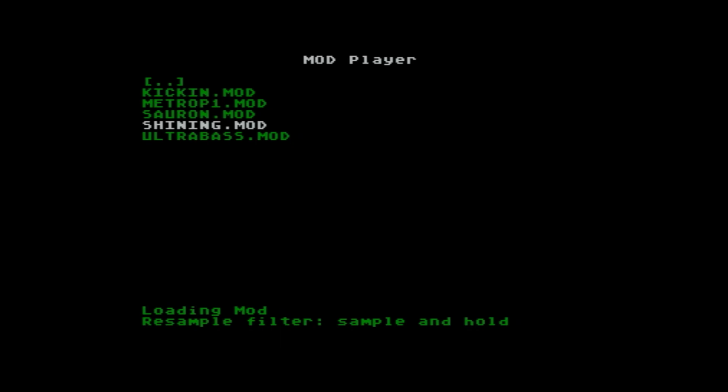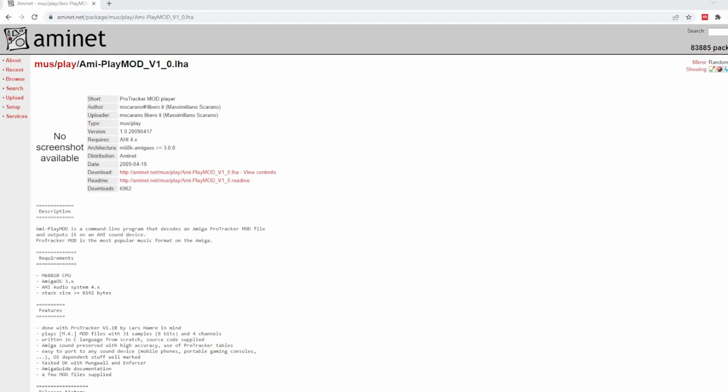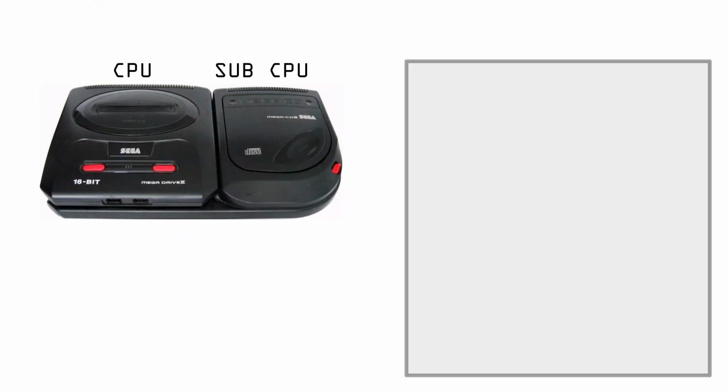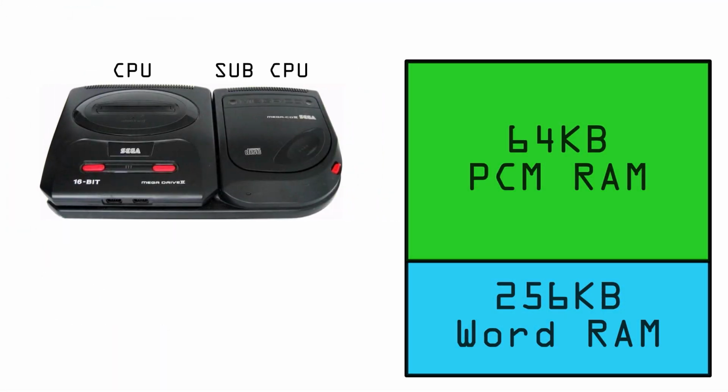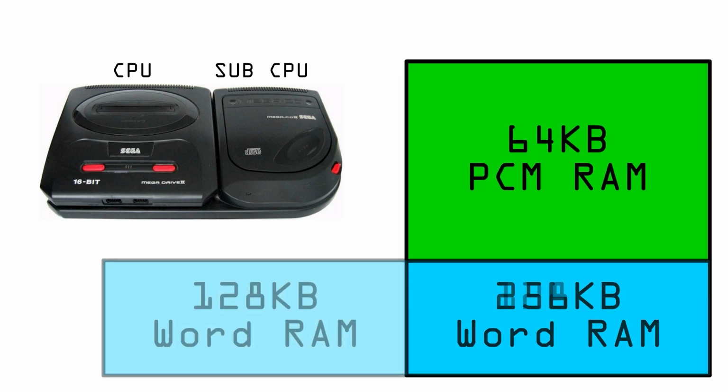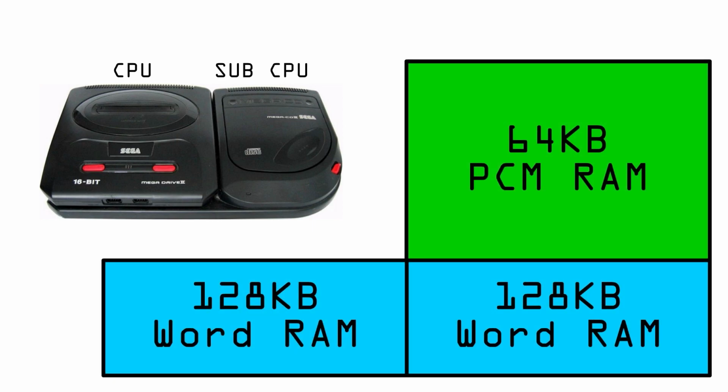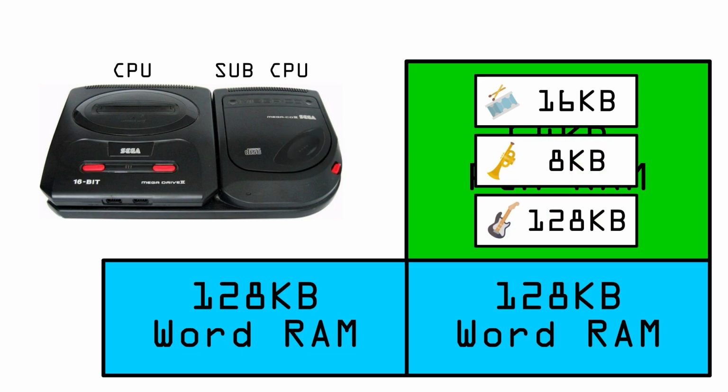Next up we have Joseph's mod player. This is based on the Amiga 500 player, AMI Play mod. Joseph's port uses 1M mode, in which the Sega Mega CD's word RAM is split into 2 banks of 128 kilobytes. For a mod to be played by the system, all instruments must fit into the Mega CD's 64 kilobytes of PCM RAM. If an instrument doesn't fit, it is scaled back.